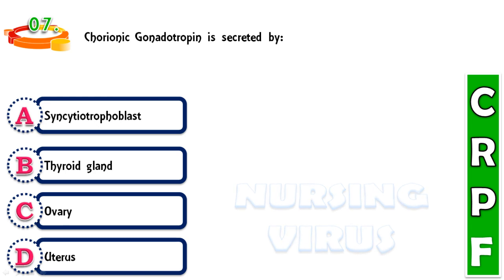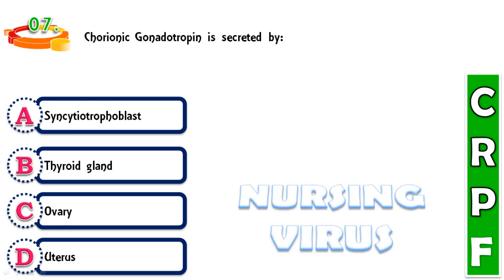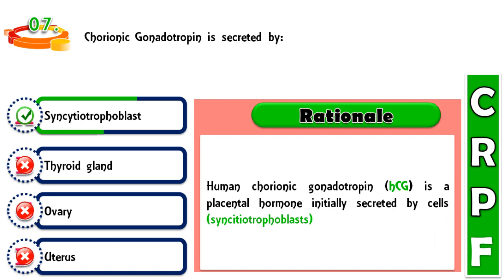Question 7. Chorionic gonadotropin is secreted by syncytiotrophoblast, thyroid gland, ovary and uterus. So the correct answer is A, syncytiotrophoblast. Human chorionic gonadotropin, that is HCG, is the placental hormone initially secreted by these cells.